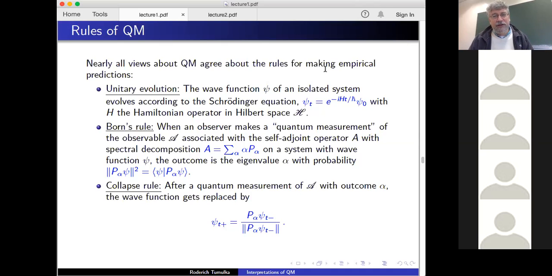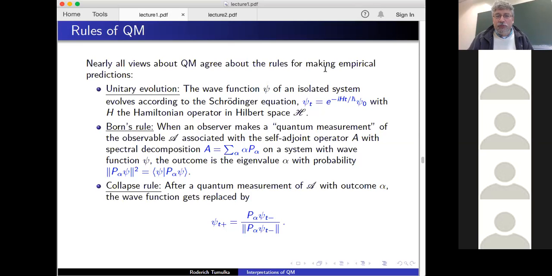First rule, the unitary evolution. The wave function psi of an isolated system evolves according to the Schrödinger equation. Here I've written down the expression, the exponential of the Hamiltonian. H is the Hamiltonian, the Hamiltonian operator in Hilbert space script H.